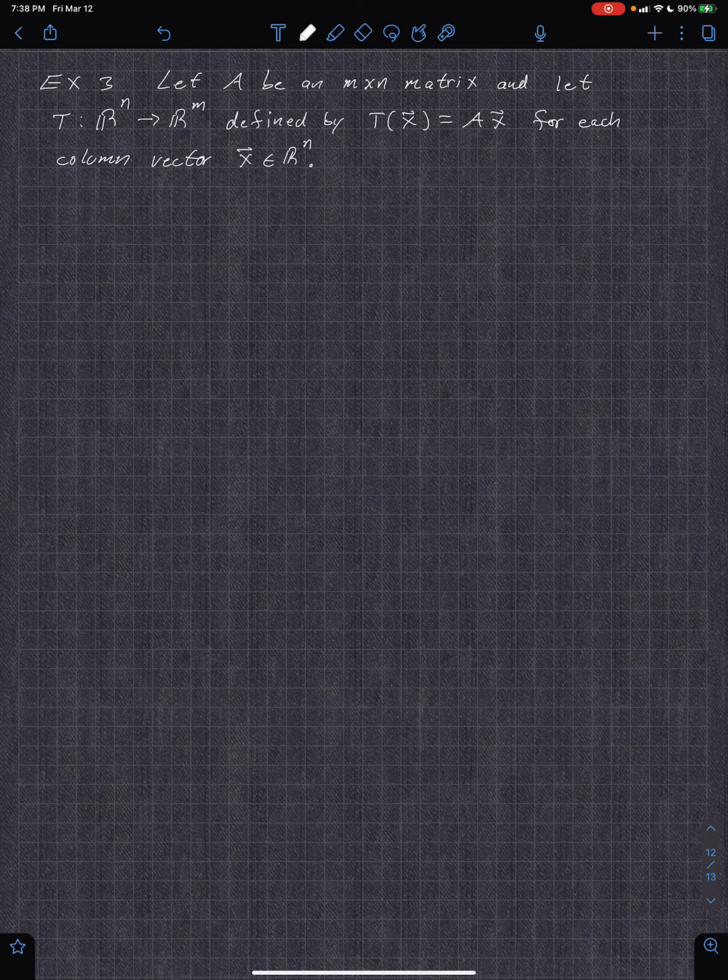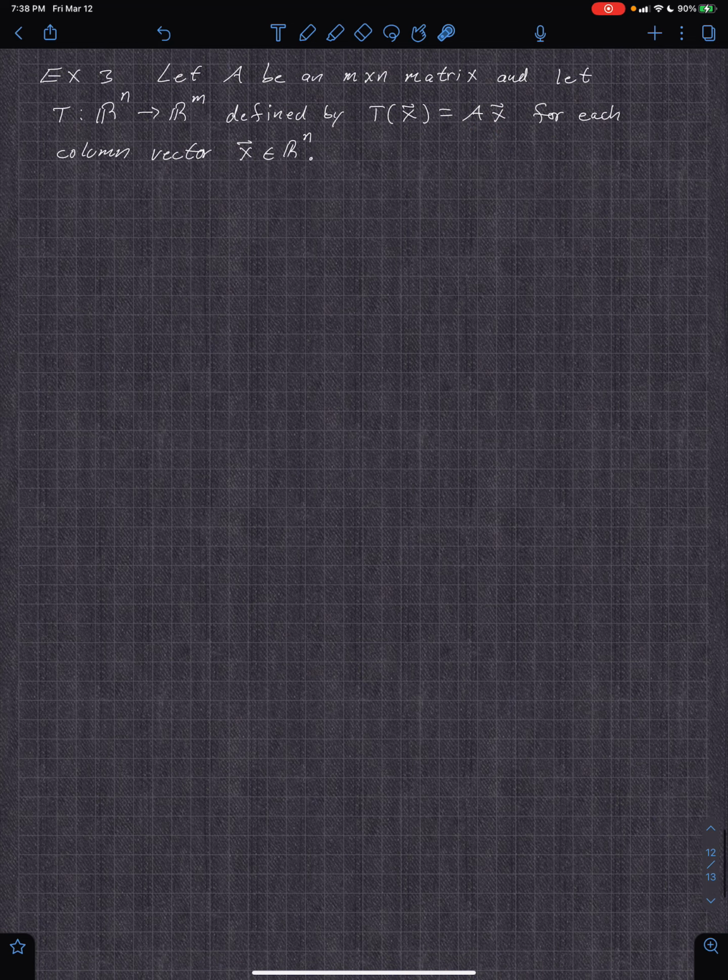So finishing up 2.3, let's show that this transformation, a matrix times the vector, is a linear transformation. Let A be an M by N matrix, and let T be the transformation from Rn to Rm defined by the product, basically what we've been doing, right? A times X for each column vector X in Rn. So basically, the definition of matrix multiplication with vectors allows us to do the transformation. So let's just see how that works.